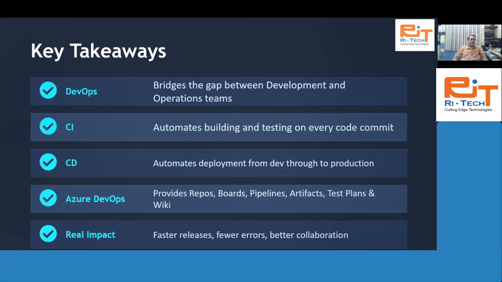So in short, if we look at the summary, what is it? DevOps bridges the gap between development and the operation team. So DevOps will reduce, or we can say try to minimize, the gap between the development and the operation teams. CI automates the building and testing on every code commit, whereas CD automates the deployment from dev to production. Azure DevOps provides the repos, boards, pipelines, artifacts, test plans, and wiki.